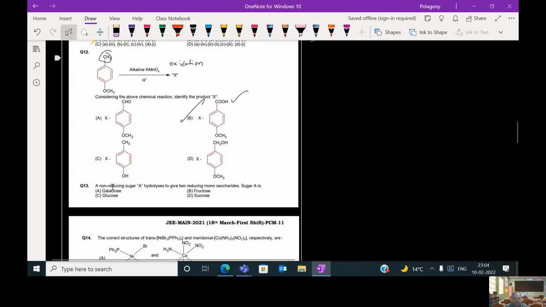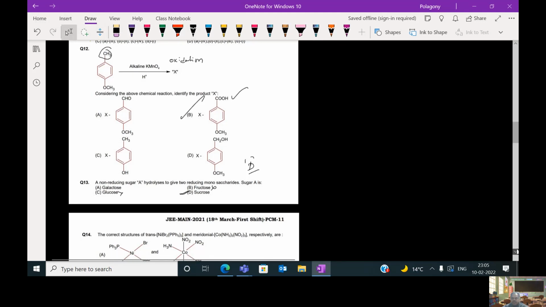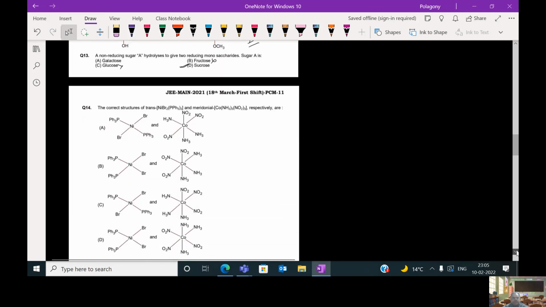Now, a non-reducing sugar A hydrolyzes to give two reducing monosaccharides. Sugar A is sucrose, because fructose is a monosaccharide and glucose is a monosaccharide. So A is sucrose, and the 13th one, D, is the correct option. Now let us move on to the 14th question.